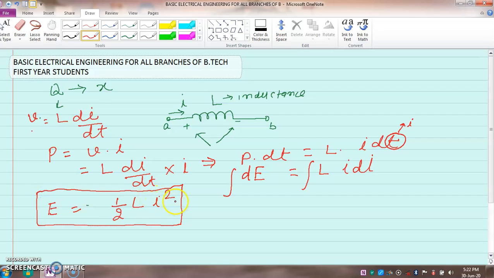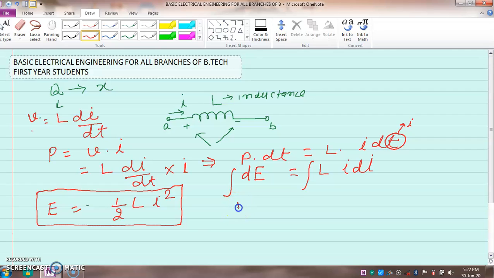It does not depend on how the current reached this value. It does depend on the magnitude of the current. So this much energy is stored in the inductor. As and when required, it will be released, and it will not dissipate as in the case of resistance.